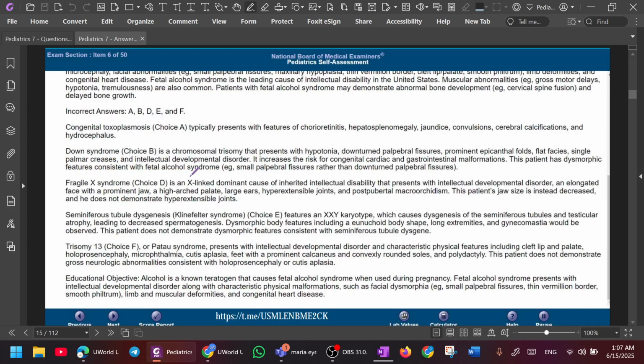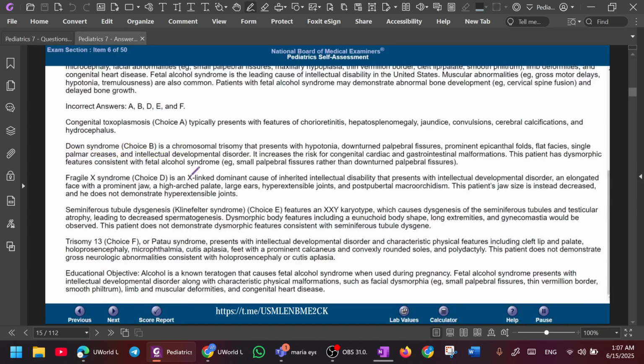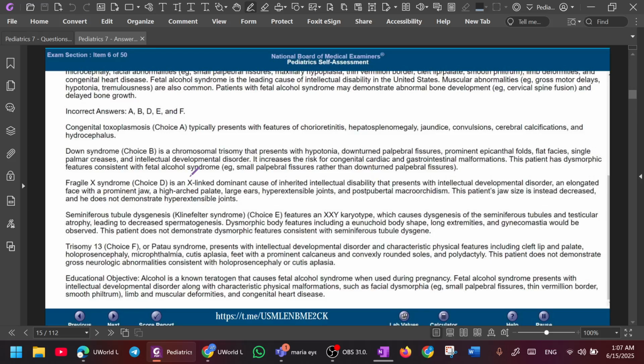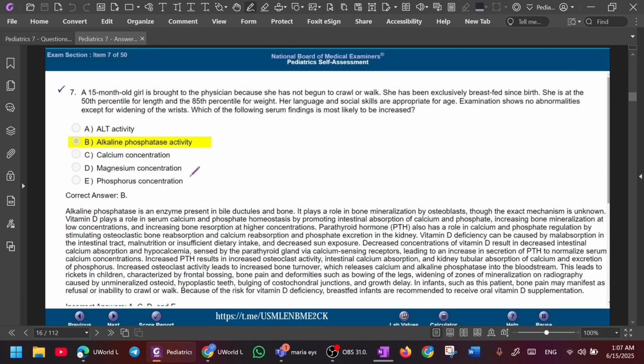Calcium. Oh, I don't know. Maybe. Yes. Okay. So its alk phos activity will be increased.